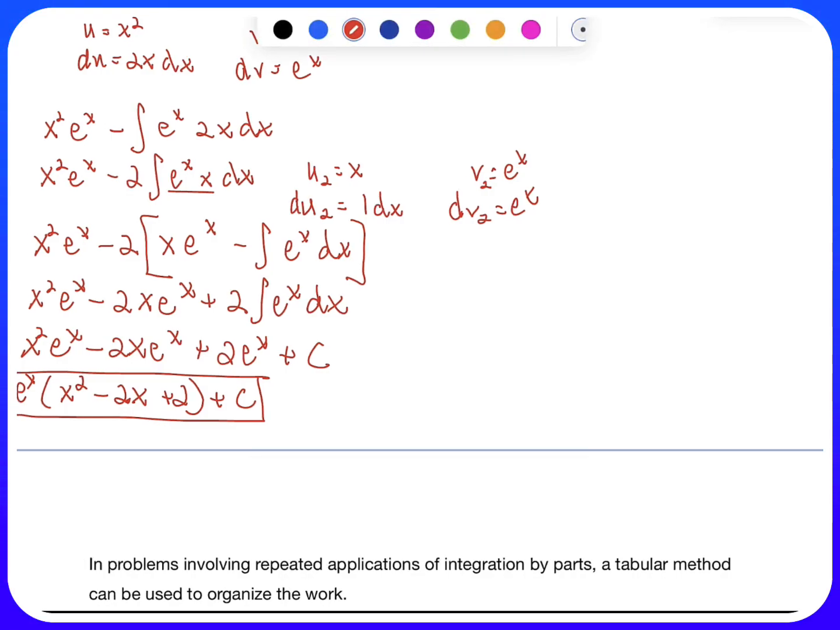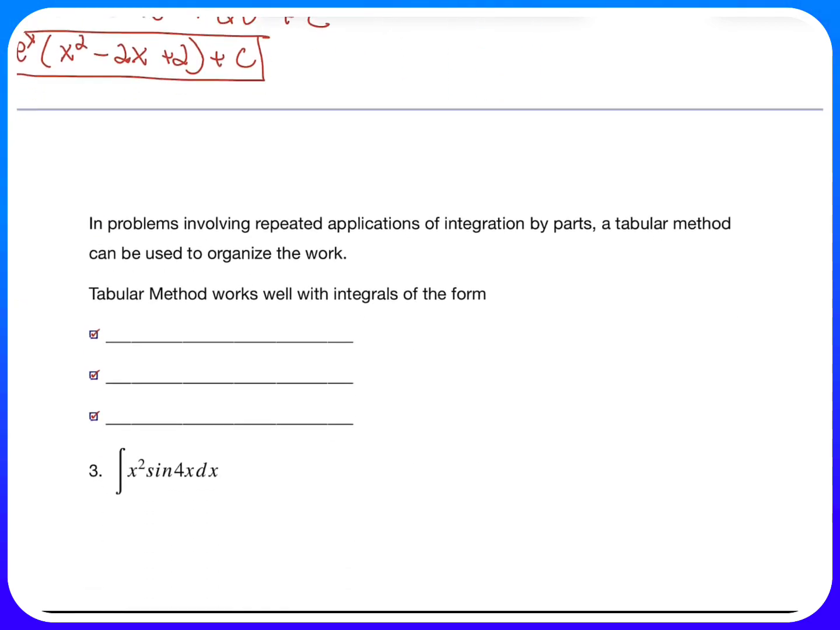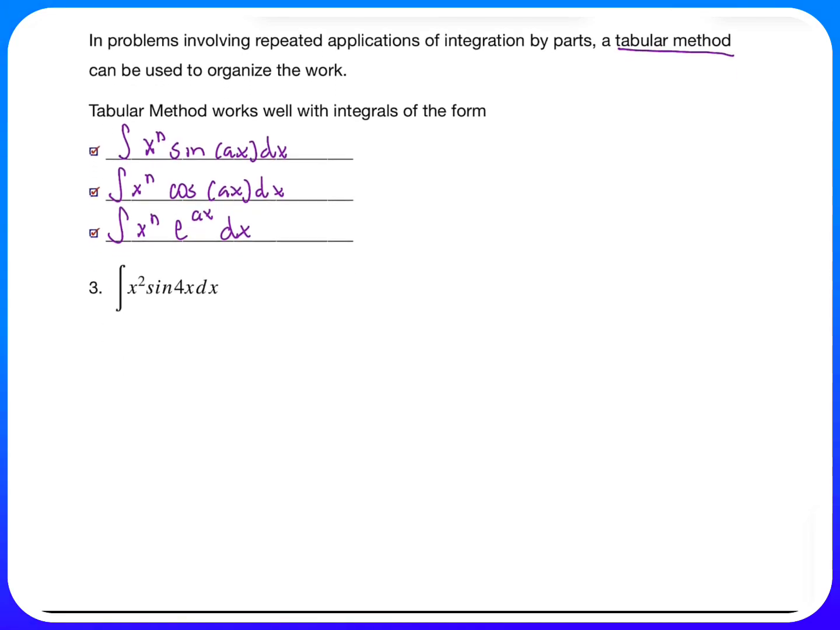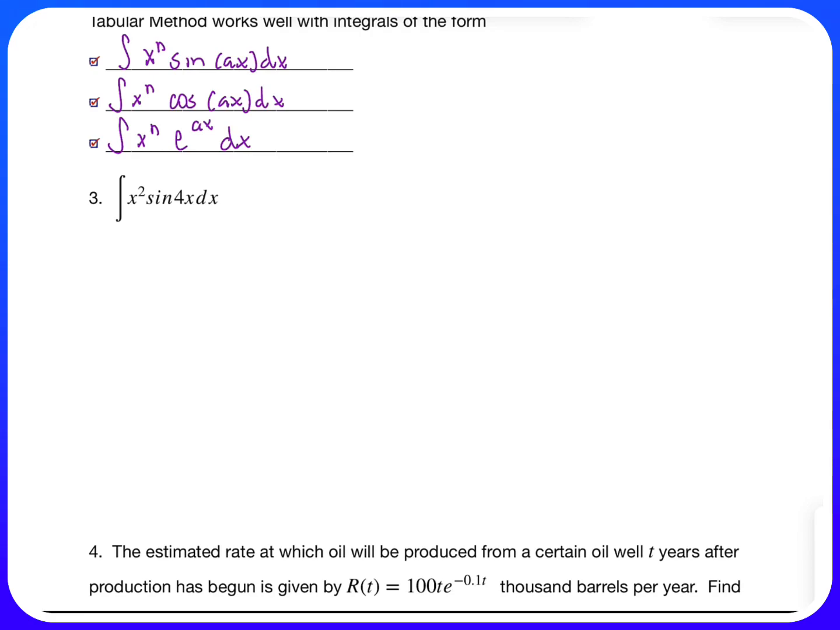In some problems, you'll have so many repetitions of the integration by parts process that there's a technique called the tabular method that makes it easier to work with. This is especially helpful in those first 3 forms that we talked about on the last page: a polynomial times a sine function, a polynomial times a cosine function, or a polynomial times an exponential function. When you have these 3 situations, it's very useful to use the tabular method. I'm going to show you how to set it up through this example, the integral of x squared sine of 4x dx.